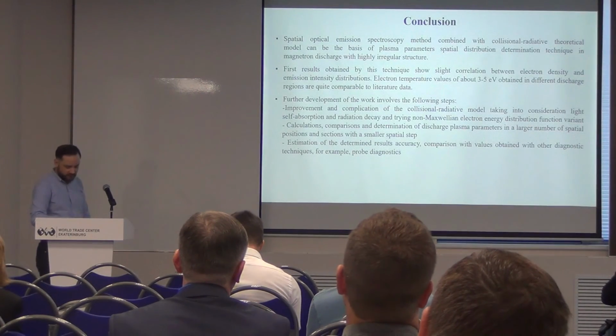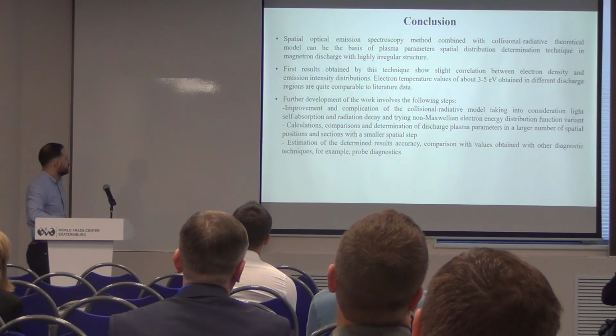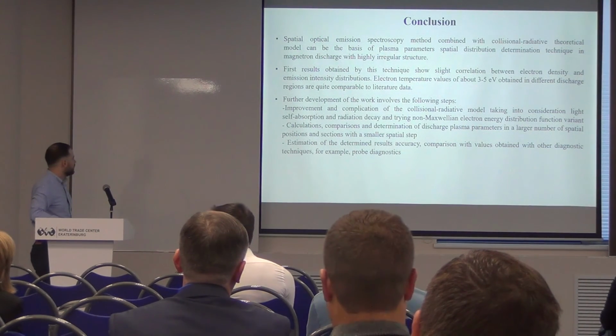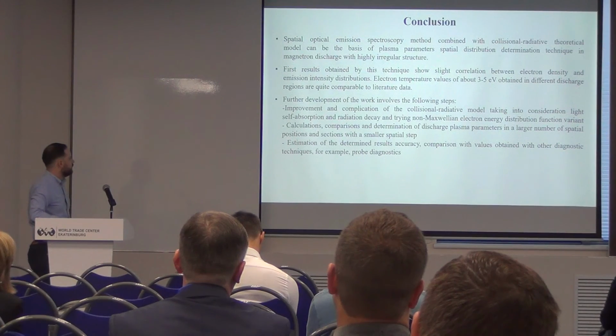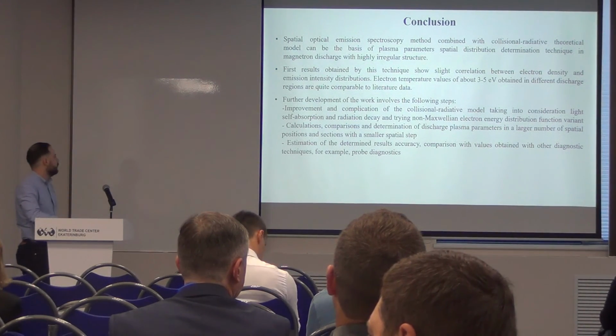And let's move on to conclusions. Spatial optical emission spectroscopy method combined with collisional radiative theoretical model can be the basis of plasma parameters spatial distribution determination technique in magnetron discharge with highly irregular structure. First results obtained by this technique show slight correlation between electron density and emission intensity distribution. Electron temperature values of about 3 to 5 electron volts obtained in different discharge regions are quite comparable to literature data. Further development of this work involves the following steps.